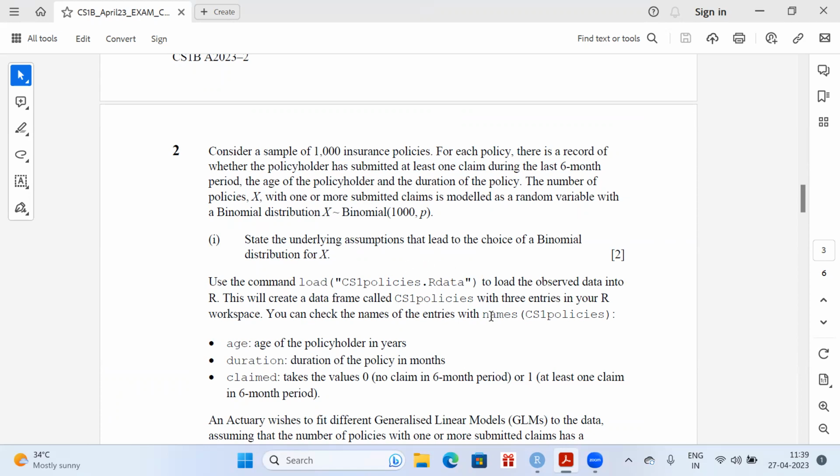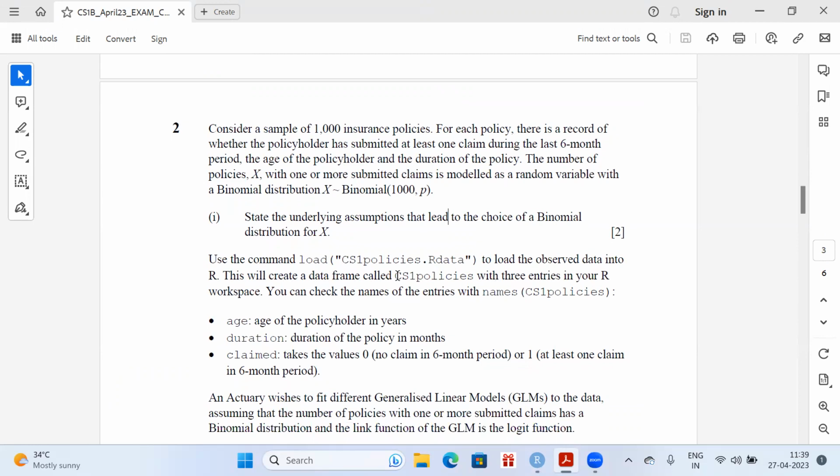It might be that everyone has thought differently, but the basic underlying assumption is that there can be either no claim or at least one claim. Because there are only two outcomes, a no or a yes, we have taken a binomial distribution.